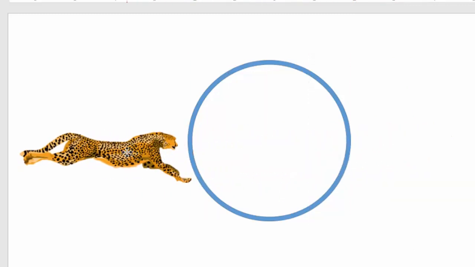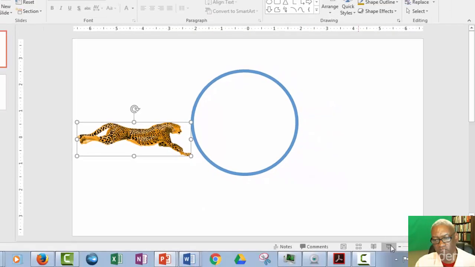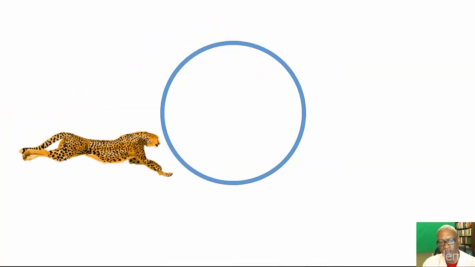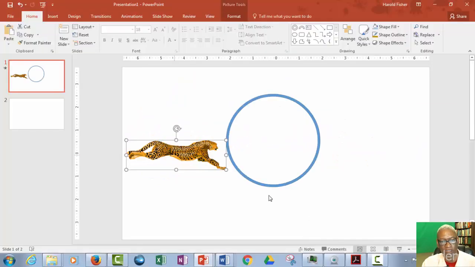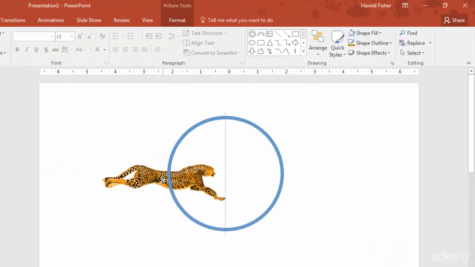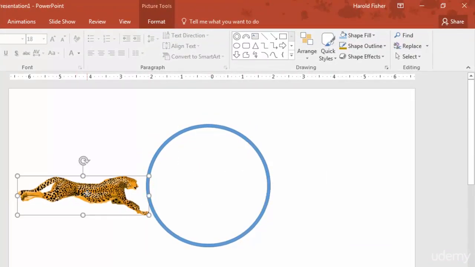Now, we're going to actually make this happen, of course, with animation. So I'm going to put this in slideshow so you can see how this works. Notice how he jumped through the hoop, and he went behind it right there and then went in front of it. Now, how did I do that?